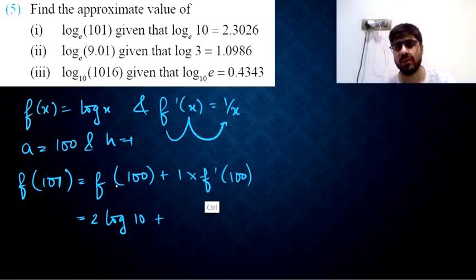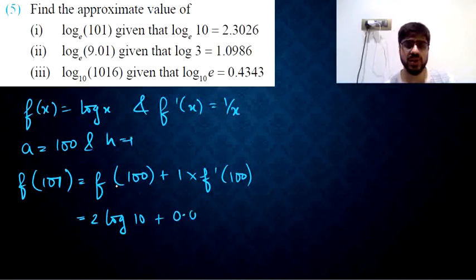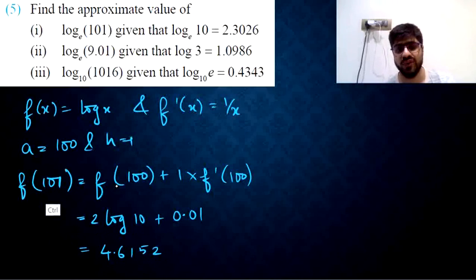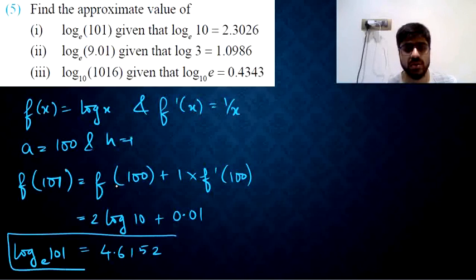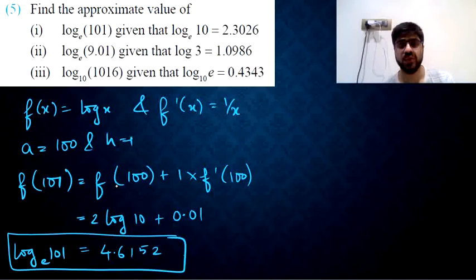F dash 100 will be 1 upon 100. So 1 into 1 upon 100, that is 0.01. 2 log 10, so 2 times this number, that should be 4.6052 plus 0.01. So we have 4.6152 as the approximate value of f of 101, and f of 101, that will be log of 101, of course, to the base e, because we did not mention the base, right? So the base here was e. So here's the approximate value for log of 101, and that's the answer to your first question.